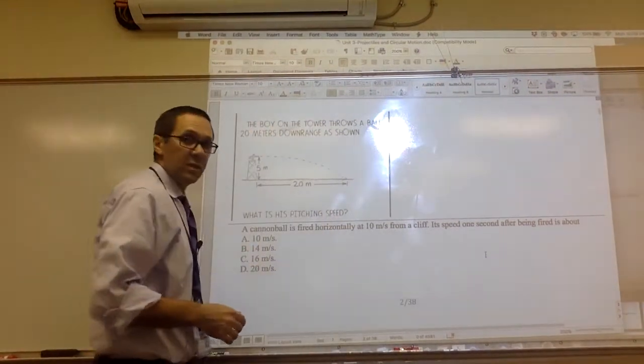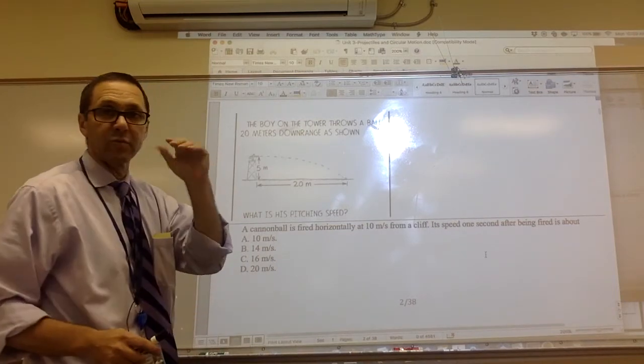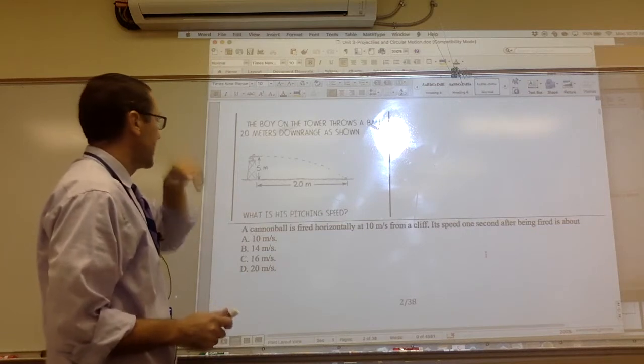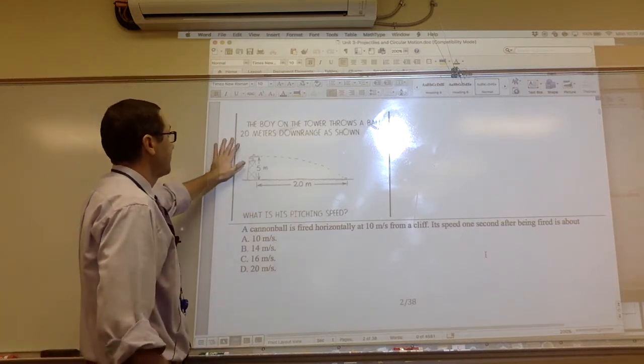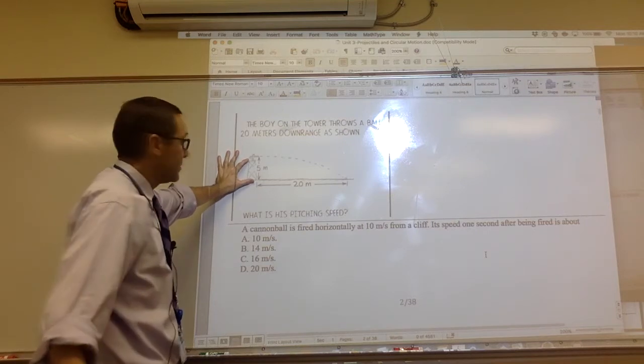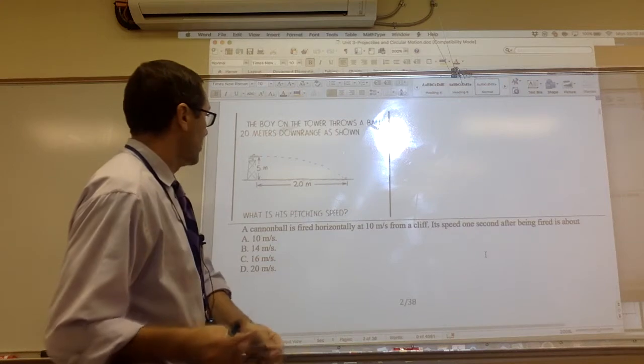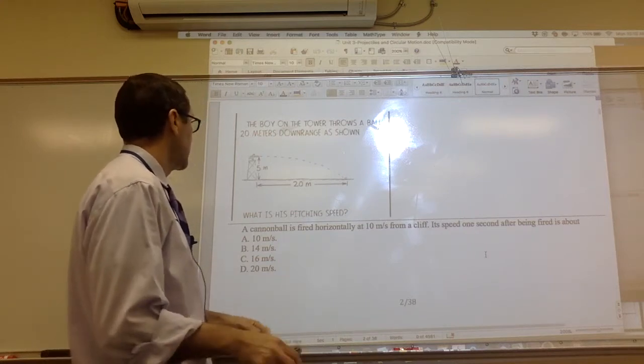Okay, guys, this is the first video about projectile motion. So we're going to be looking at horizontal projectiles now. We are on page 2. If you look at this picture here, the height is 5 meters, and the horizontal distance traveled is 20 meters. And we're trying to find the speed, the pitch speed.